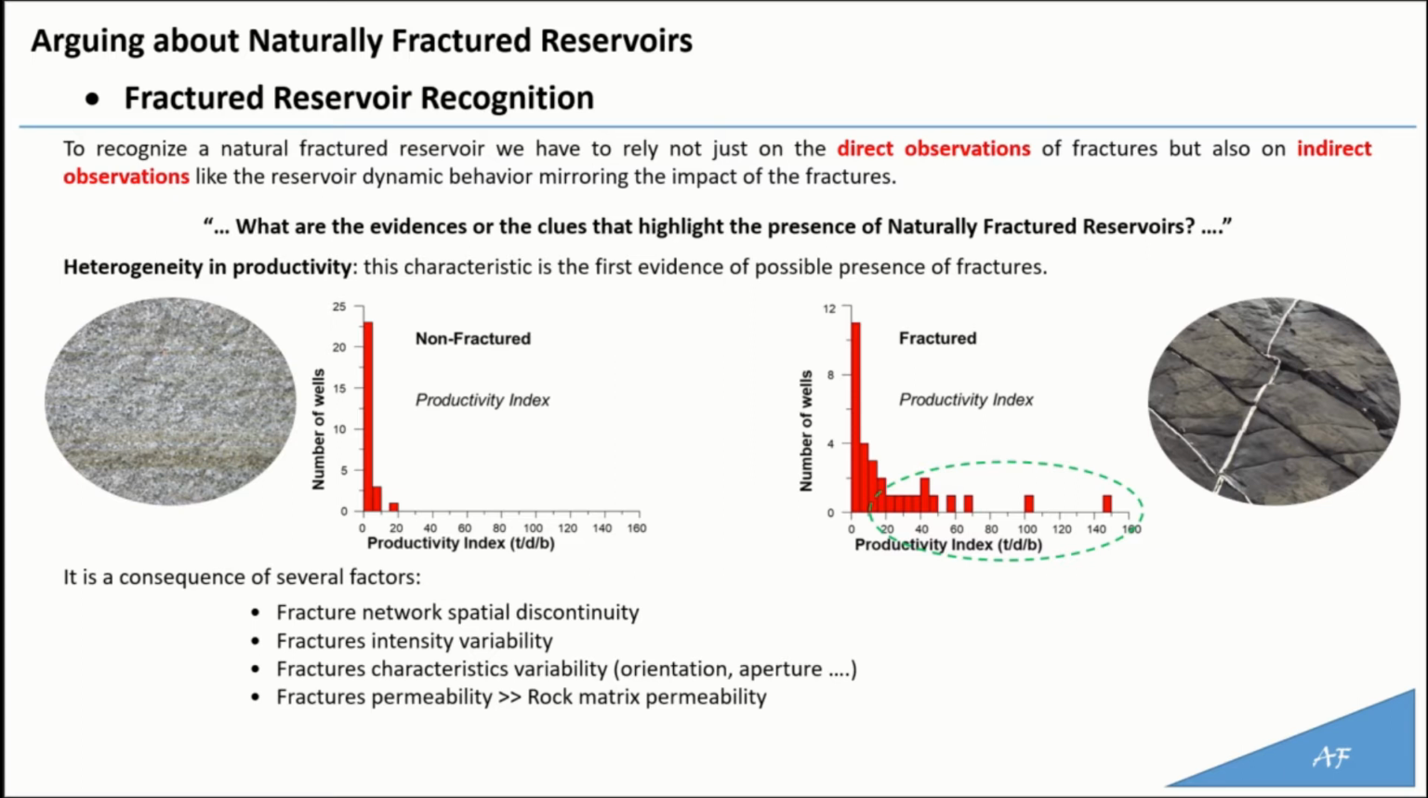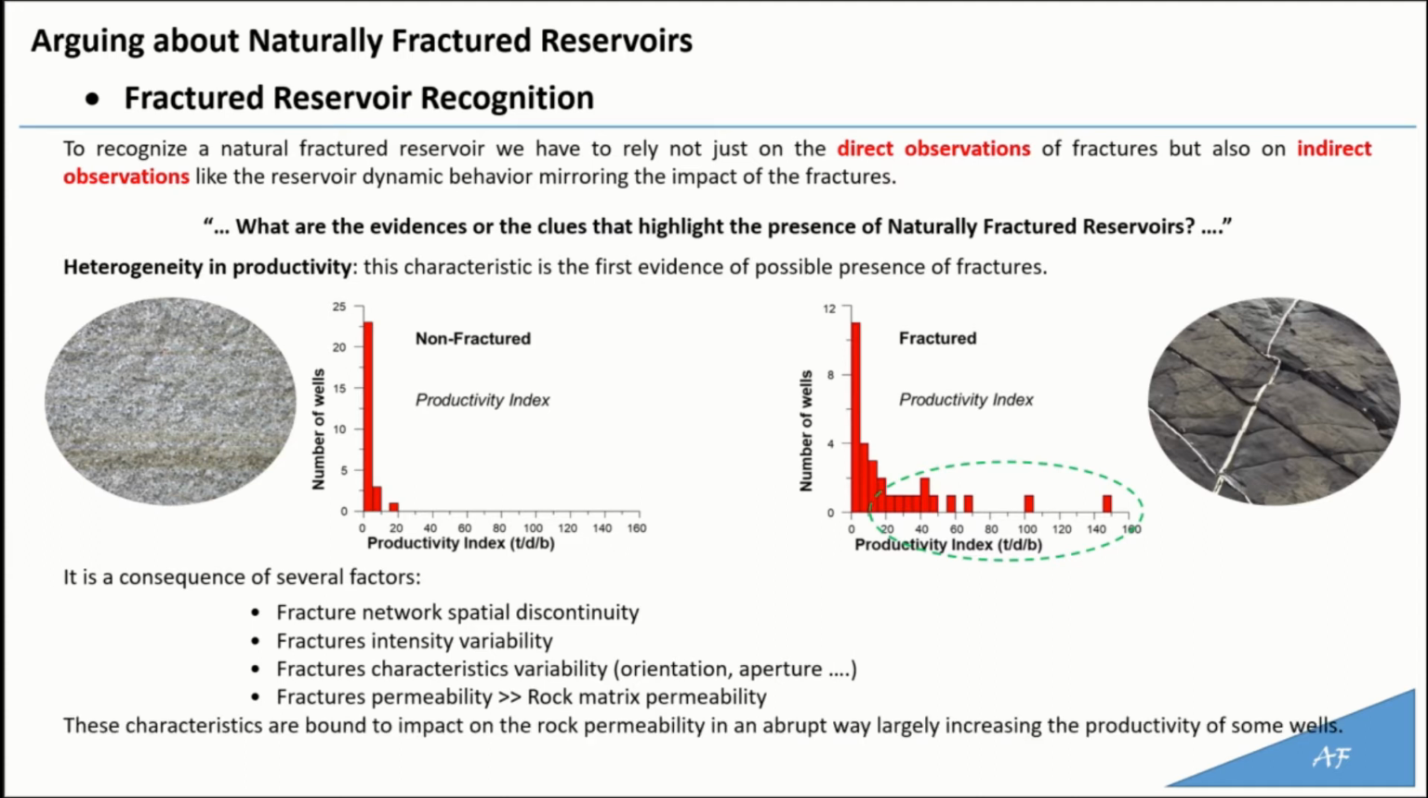This behavior is a consequence of several factors affecting the fracture network: fracture network spatial discontinuity, fracture intensity variability, fracture characteristics variability like orientation and aperture, and fracture permeability much higher than rock matrix permeability. These characteristics are bound to impact on the rock permeability in a very abrupt way.